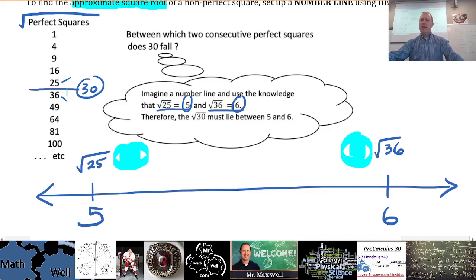Okay, now let's think about this really carefully. Is 30 just a little bit closer to 25 or a little bit closer to 36? A little closer to 25. So, listen to this. Here's 5.5. That's right in the middle of 5 and 6. And I know that my square root is just a little bit closer to 5. So you see how 30 would be probably somewhere around here, the root 30. So you would make a guess at maybe 5.4 or 5.45 or something like that. Does that make sense? Maybe really close to 5.5, but maybe just a little bit less.